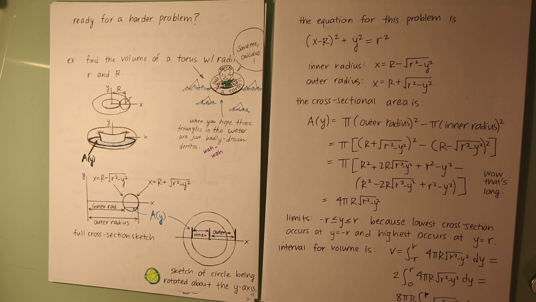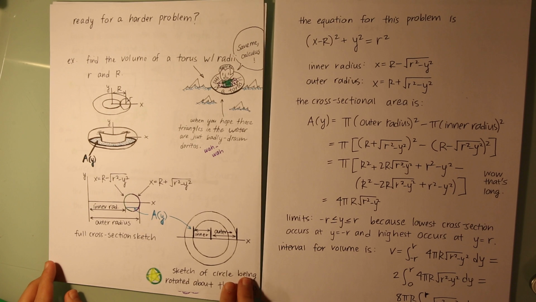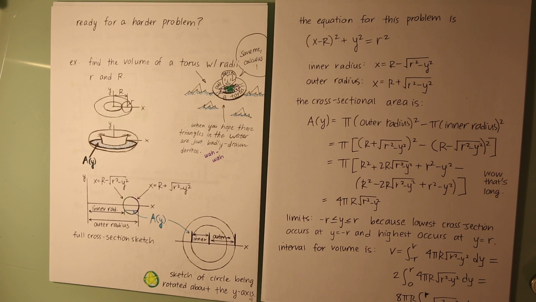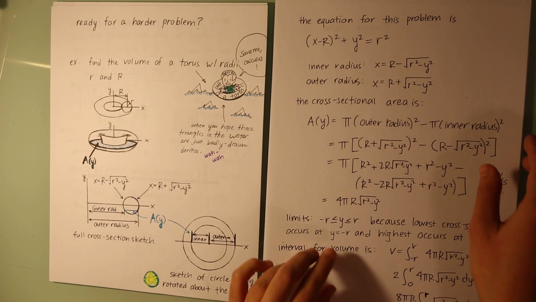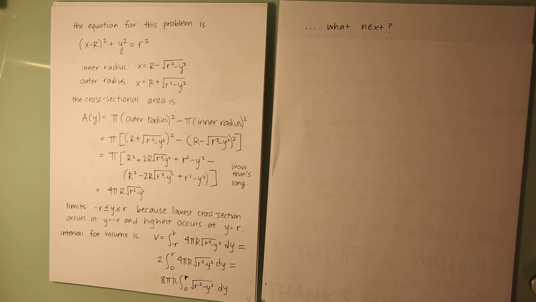We also know our limits, negative little r to positive little r, because the lowest cross-section occurs at negative little r, and the highest is at positive little r. We plug in our boundaries and the area in terms of y to get 8 pi times big R times the integral of root little r squared minus y squared in terms of y from 0 to little r. That's a mouthful, but we're not done. We've now reached the second really tricky part of this example.